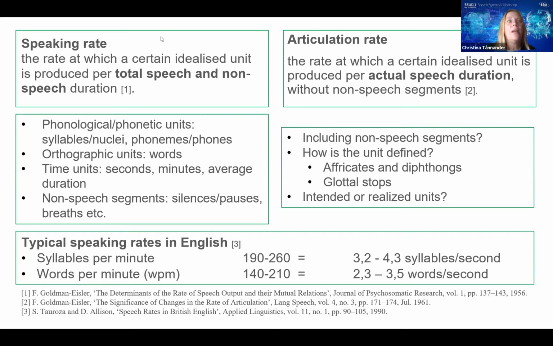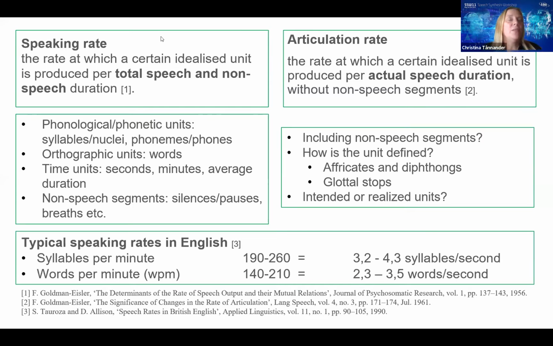Something about speaking rate. Here we define it as the rate at which a certain idealized unit is produced per total speech and non-speech duration. And articulation rate, on the other hand, is the same units, but per actual speech duration without the non-speech segments. The units used can be phonological or phonetic, such as syllables or nuclei, phonemes or phones. It can be orthographic units, such as words. The time units are typically seconds or minutes, but there are also metrics such as average syllable durations and so on. And here with non-speech segments, we mean silences or pauses or breaths.